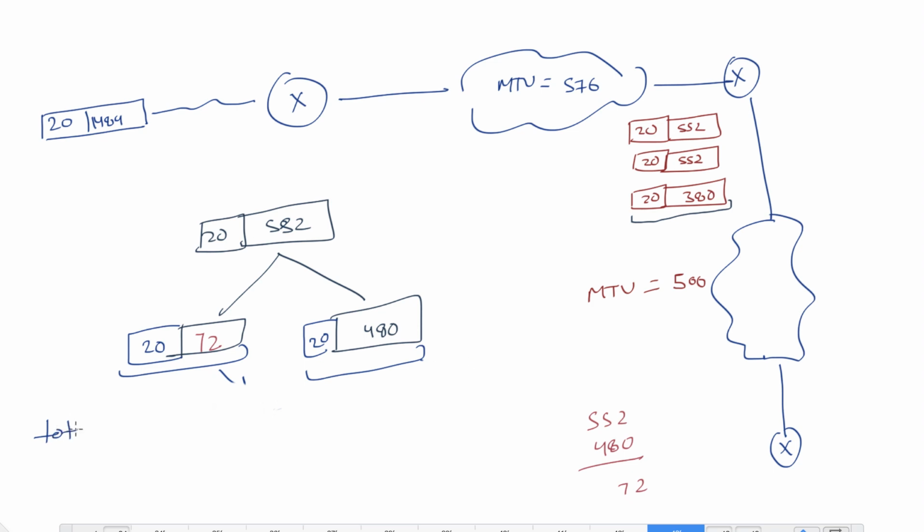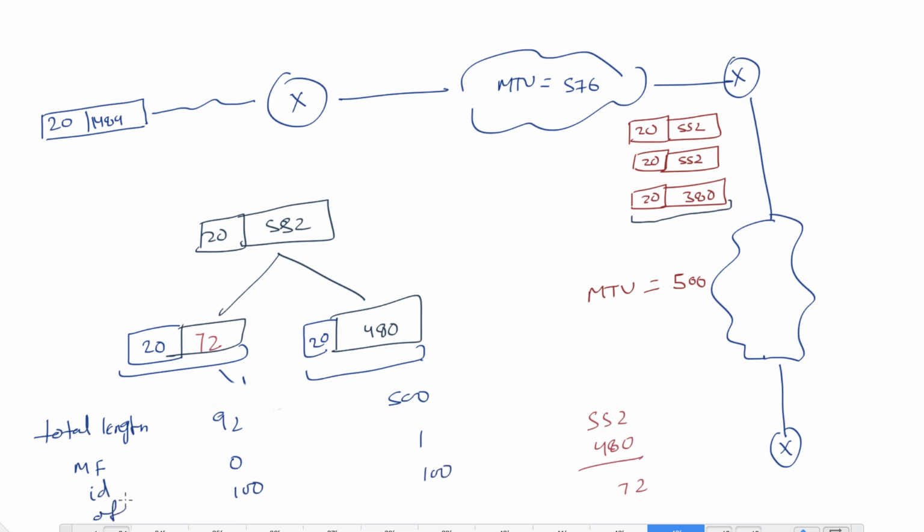Total length you can write 92 and 500. And what will the more fragment bit be? This will say 0, this will say 1. What is the header length? Header length will be containing 55 for both of them. What is the identification number? Identification number will be the same as this, which is 100, let's suppose. So ID number is, let's suppose, 100.